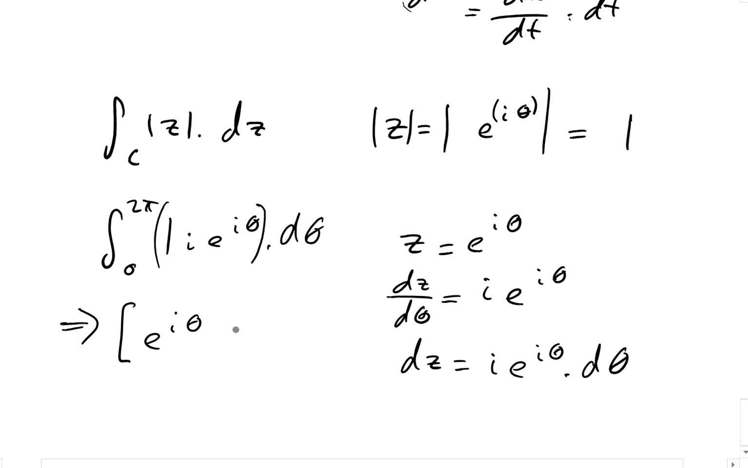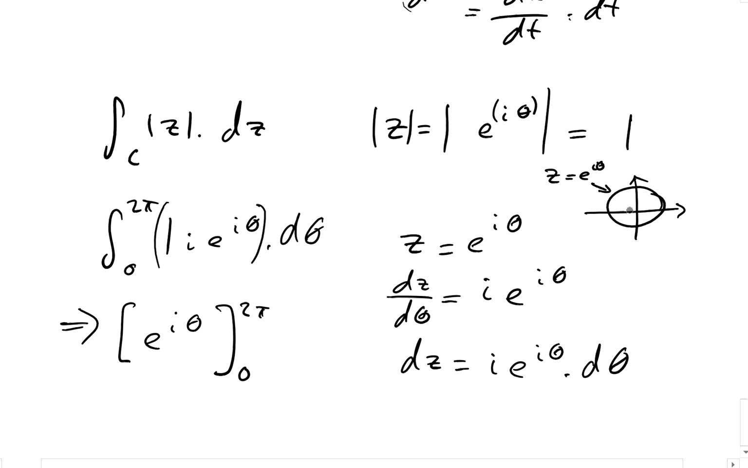Yeah? e to the i theta. And I'm going over the full circle. That's why I've said between 0 and 2 pi, because I'm basically going over the whole circle. This is what I've got. Yeah, this is my z. So all of my z is being defined by e to the i theta, so a circle of radius 1.